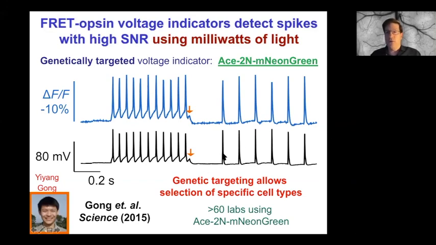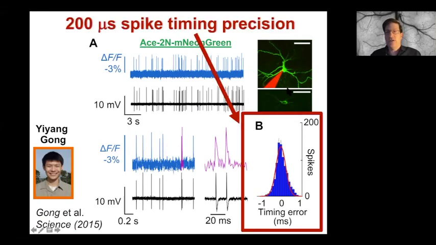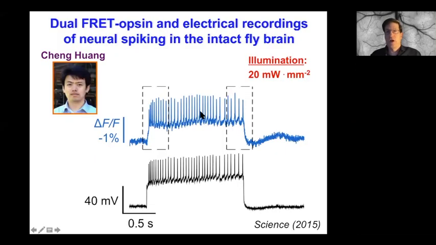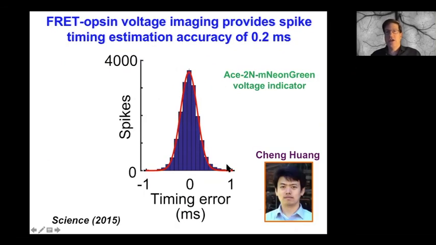And we can do this with only milliwatts of light. We've shown with control experiments in awake mice that we can catch every action potential from neurons. Here you can see a cell being recorded electrically at the same time that this green voltage indicator is giving us optical signals, and we can time the spikes to within about 200 microseconds spike timing precision. We can do this in different species, so I just showed you mouse. Chung Huang in the lab has shown we can do this with fly neurons. Here again, you can see concurrently recorded optical and electrical traces. And again, you can see interesting facets of the activity, these subthreshold depolarizations, and we can again time the spikes in the fly to 200 microseconds.